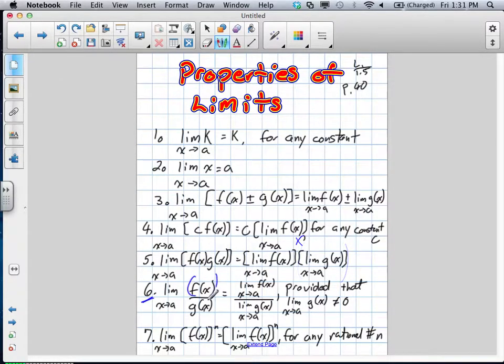6, the limit of some function divided by another function is the same as finding the limit of the function on top, the limit of the function on bottom, and just dividing the two, as long as the limit of the function on the bottom isn't 0, because then we have an undefined number. And finally, the limit of some function to the power of n is the same as finding just the limit of the function and then at the end putting that number to the power of n, as long as n is a rational number. Okay. So we put all those up. Let's go through a couple examples here.